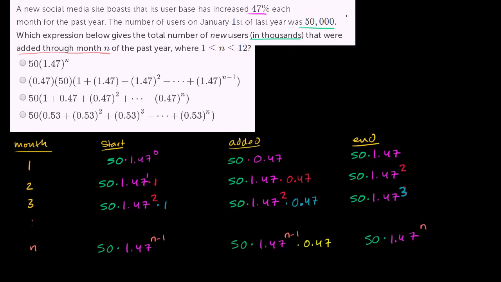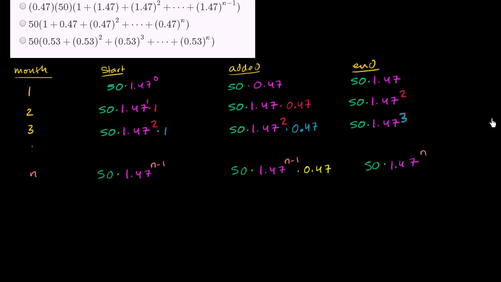There's a couple of ways to think about it. You could say, well, how many total users did we have at the end of month n? Well, at the end of month n, we had that many. And then how many did we have at the beginning of the year? Well, we had 50,000. So how many total new users did we add through month n? We finished with this much.